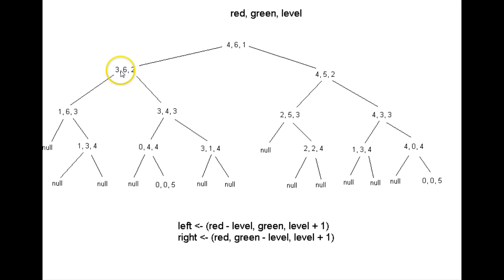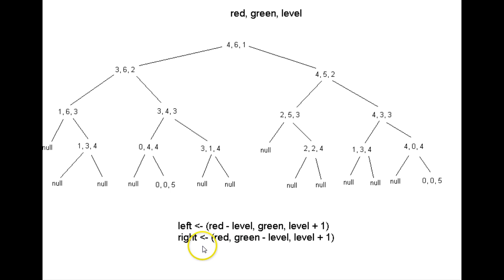Okay, and then when you're at level 2, if you fill the row with 2 of the red ones, you'll go here. You'll be 1 red, 6 green at level 3, and so on. So the general idea is when you go to the left on this tree, you're setting the first variable here, your number of red blocks, to red minus level, because you're using up red blocks for that level, right? And then green stays the same and the level increases.